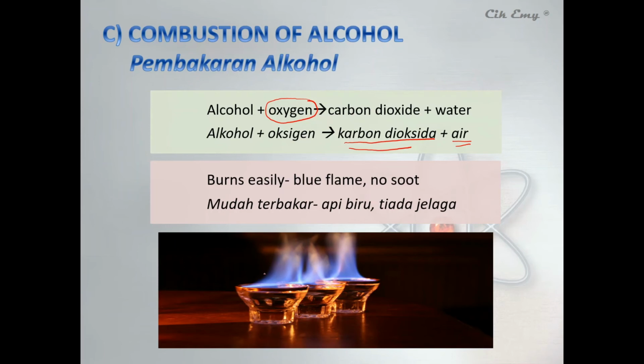So that's why you will see the combustion of alcohol, it will produce a blue flame. Dia akan menghasilkan api berwarna biru, and it has no soot. Dia tak ada jelaga. So dia bagus lah. So bila dia mudah terbakar, ciri-ciri ni menyebabkan ianya sesuai untuk menjadi bahan bakar. Okay, dia sesuai jadi fuel, bahan api. Okay, bahan bakar. So kadang-kadang digunakan dalam kenderaan juga.